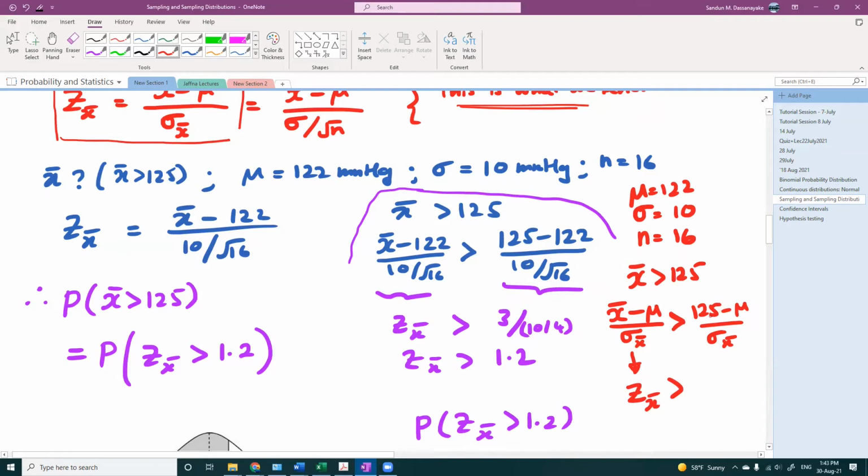Now we are dealing with this value. We know that 125 is given, mu is 122, which is also given, and sigma is 10, also given. And sigma X bar is sigma divided by root n. So 16 is n and sigma is 10, so 10 divided by the square root of 16. When we do that, we get a Z value of 1.2, and we just need to check the probability of this Z value being greater than 1.2.